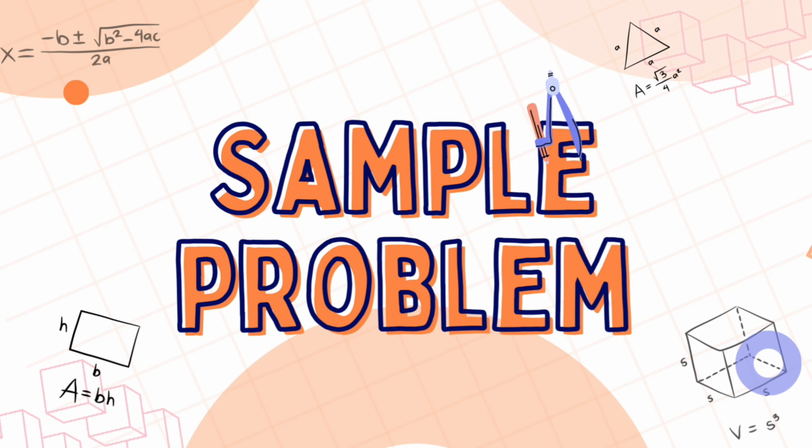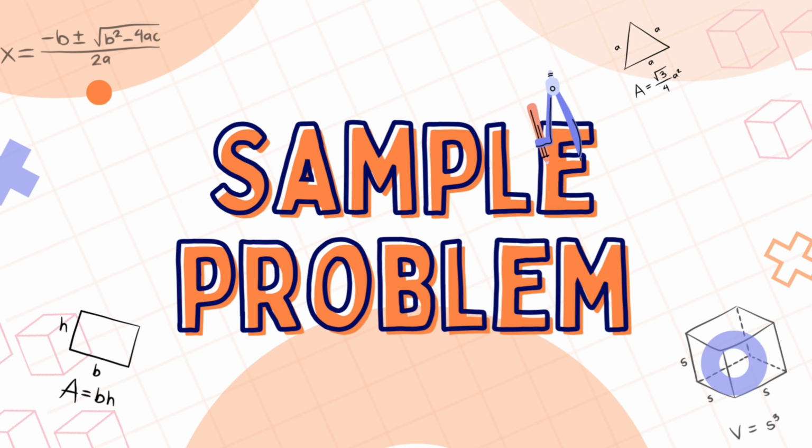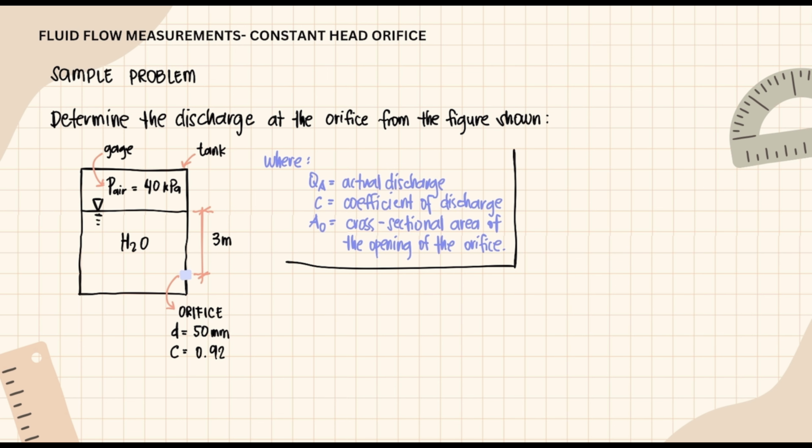So now let's move on to a sample problem. In this problem, we're going to solve for fluid flow measurements in a constant head orifice, which is in a condition of steady flow. Determine the discharge at the orifice from the figure shown.